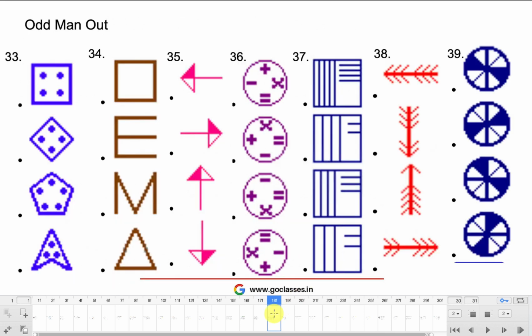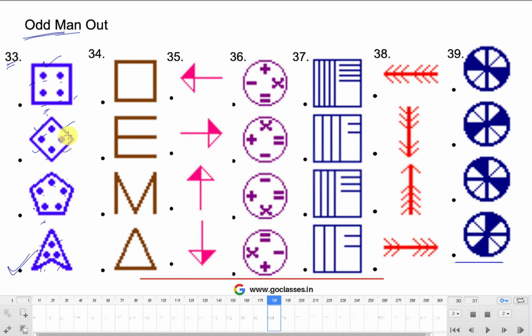Next question. In these questions, you have to find out the odd man out, means what figure is different from others. Like in question number 33, this is a square, means it has 4 sides and having 4 dots. This is also a 4-sided figure having 4 dots. This is a figure with 5 sides having 5 dots. This figure has 4 sides, 1, 2, 3 and 4, but has only 3 dots. So I think this is different.